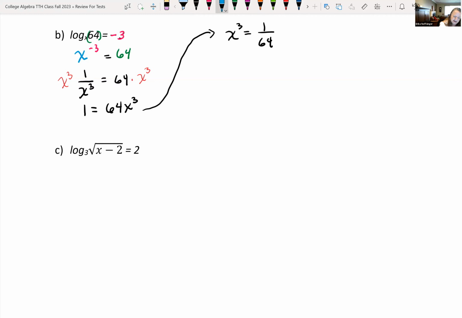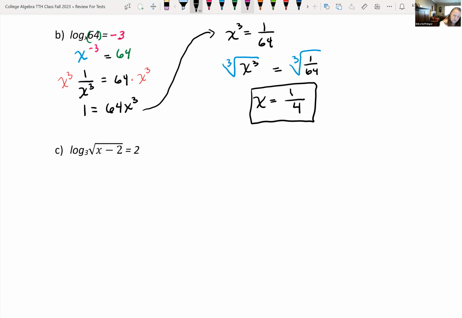I can think of this now as taking the cubed root of both sides to get rid of the cubed on the x. So I have the cubed root of x cubed equals the cubed root of 1 over 64. So we get x is equal to, we can break it down as the cubed root of 1, which is 1, all over the cubed root of 64. There is a number I can cube to get back 64, and that would be 4. So x in this case would be 1/4.